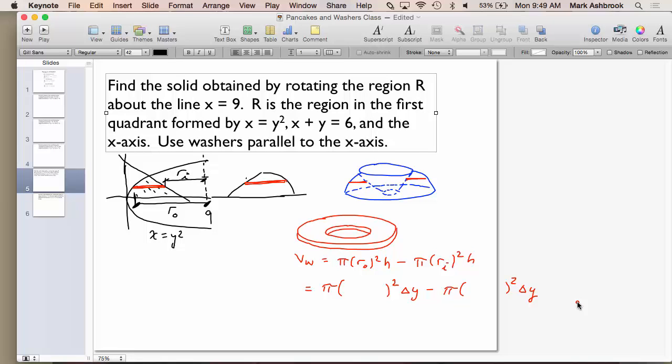Okay, so we've got the washer formula. Maybe the trickiest part is getting R outer and R inner. So R outer is, no, not quite. It's from here to 9. So it's a change in x. See that R outer is a change in x from this curve to 9. So it's going to be 9 minus the x coordinate of this curve, the so-called x outer. That's going to be R outer. And then R inner is also 9 minus the x coordinate of the line.